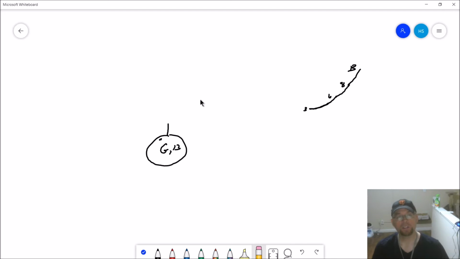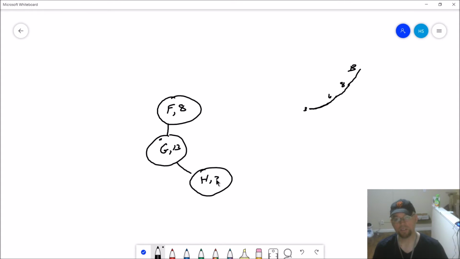Okay, so let's say now that G generates its successor nodes, and where we came from was node F, and that was valued at 8. Now let's say one of the other successors is H, and that's valued at 2 for that state. And let's say another successor is I, which is valued at, I don't know, say 6. Well, guess what? We just found a maximum.